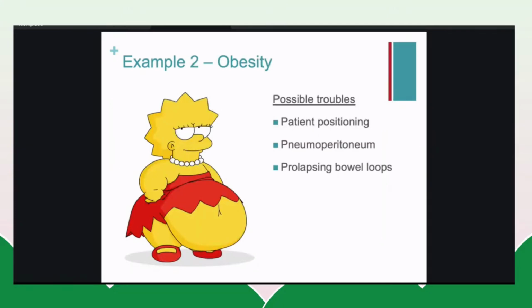So another situation that we may encounter is obesity, which is quite common among endometrial cancer patients. So sometimes they have a lot of visceral fat as well. So the potential troubles related to obesity will be patient positioning, pneumoperitoneum, and also prolapsing bowel loops.